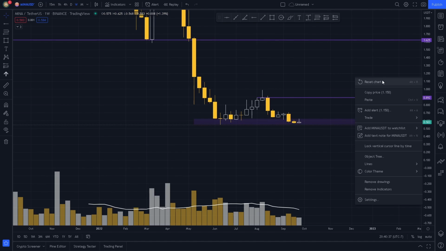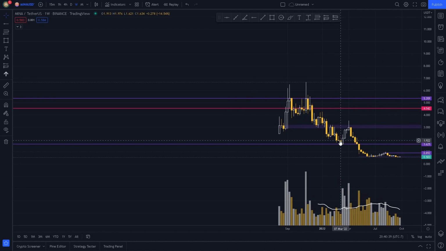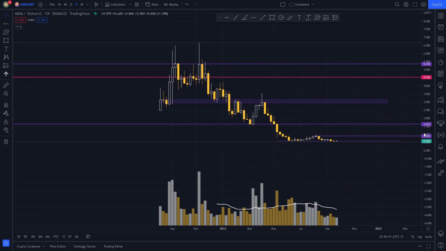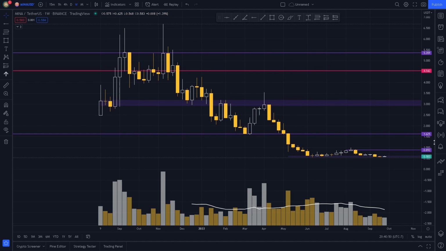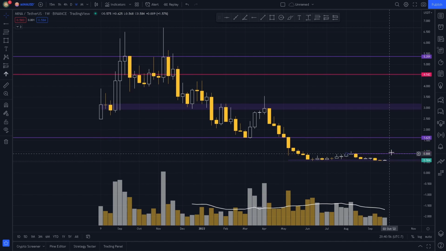So let's reset our chart and see what we got. Now, based on the data that we were given, which is not a lot on this chart, these are the key levels that we were able to find. If price reverses from this level and comes up, we have key levels that we can expect a reaction from price.